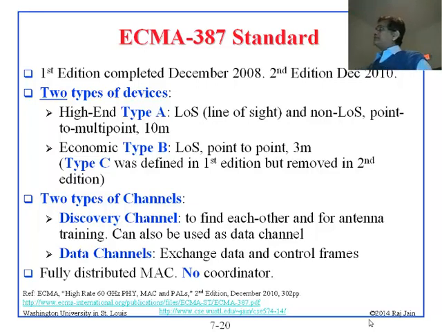And two channels. So now they need two channels at the same time. One is called the discovery channel, to find each other and for antenna training. But if you're not doing one of those two things, you can use it as a data channel. But if somebody starts to do discovery, you have to get out. So there is a discovery channel, and then the data channel is where you do the data exchange.